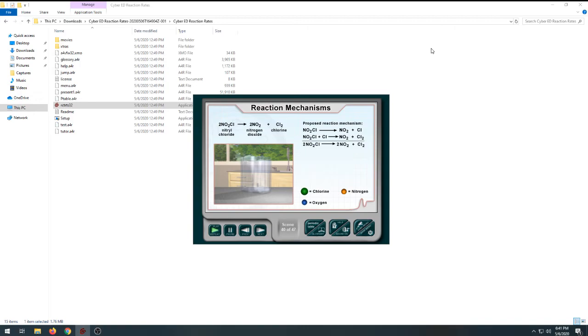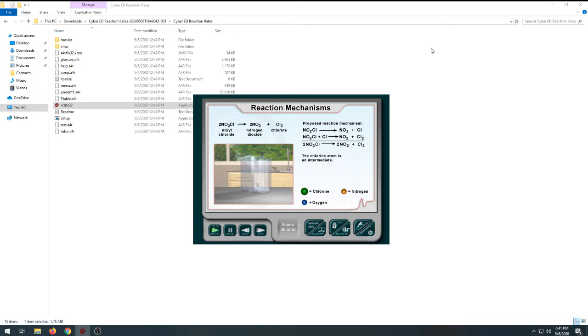Here is the proposed reaction mechanism for the decomposition of nitrile chloride into nitrogen dioxide and molecular chlorine. In the first elementary process of the reaction mechanism, one molecule of nitrile chloride loses its chlorine atom, forming nitrogen dioxide and a chlorine atom. In the second elementary process, the chlorine atom reacts with another nitrile chloride molecule, forming nitrogen dioxide and molecular chlorine. The chlorine atom is an intermediate in this reaction.